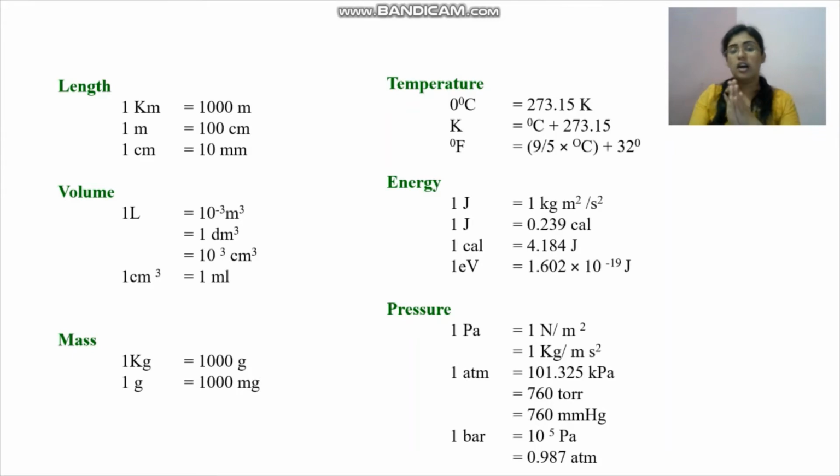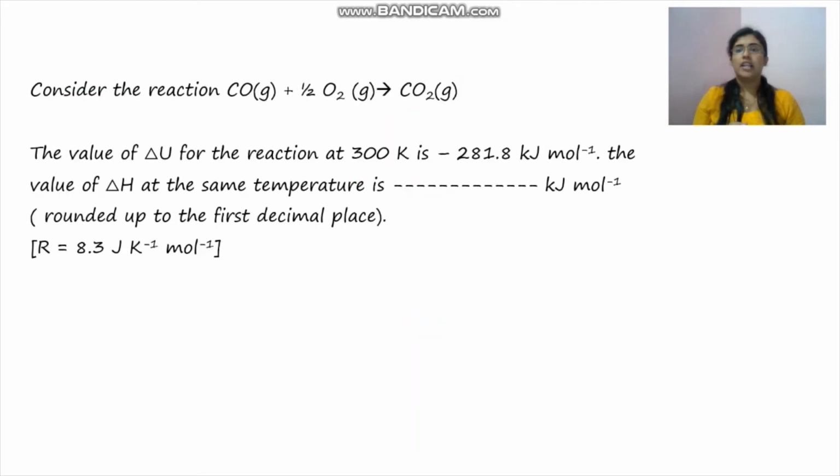And next is bar. Bar is another unit that we use for pressure, and 1 bar is 10 raised to 5 Pascal, or 1 bar is also equal to approximately 0.987 atmosphere. So these are some of the important conversions that it's always good that we know them, so that we can solve problems easier, even if the conversions or the constants are not given in the paper.